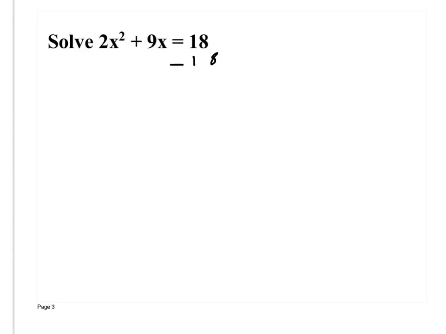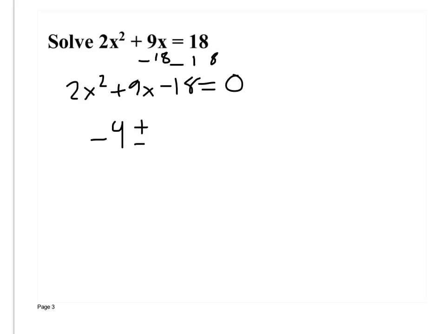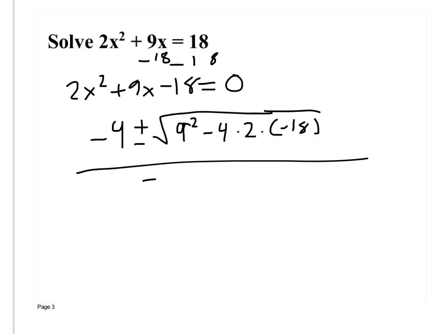Solve 2x squared plus 9x equals 18. So the first thing I do is get 0 on one side. Minus 18 equal to 0. And then I fill in my quadratic formula. Negative b plus or minus the square root of b squared minus 4 times a times c, all over 2 times a, which is 2.